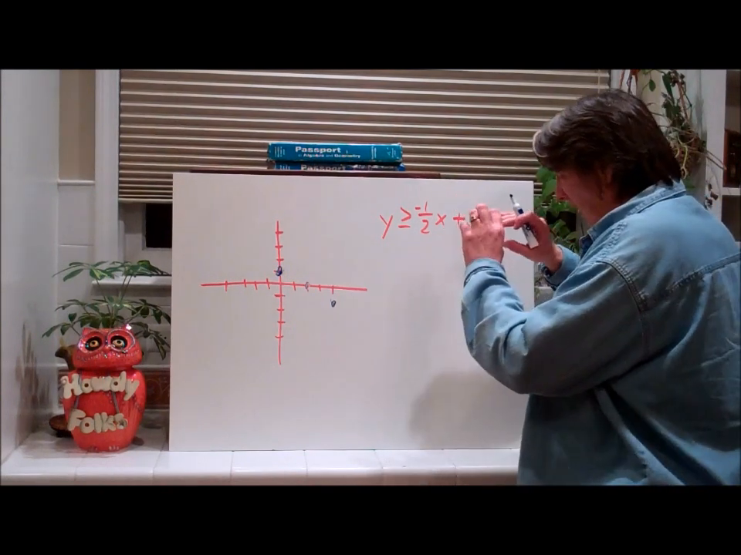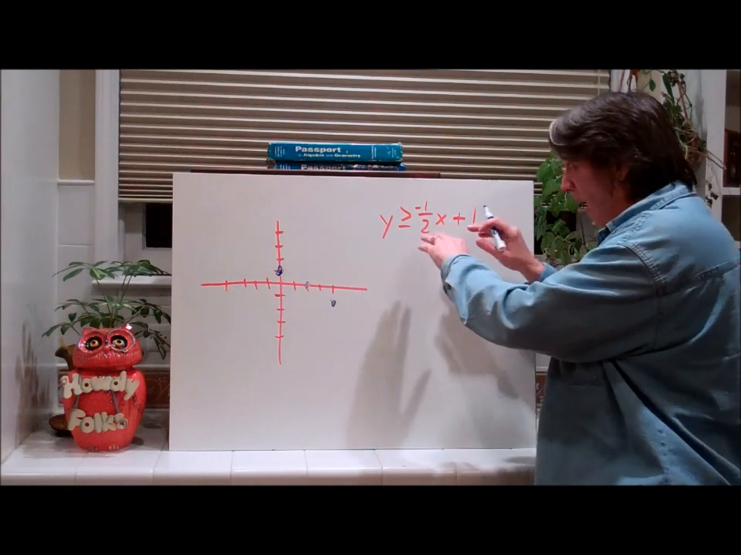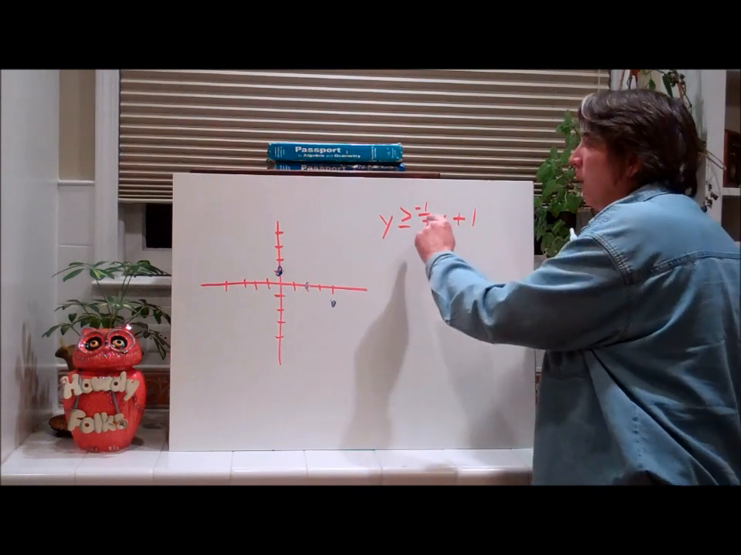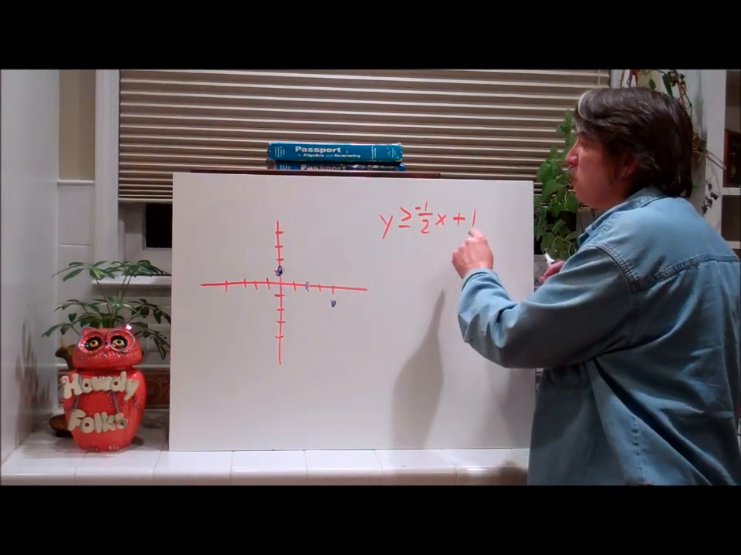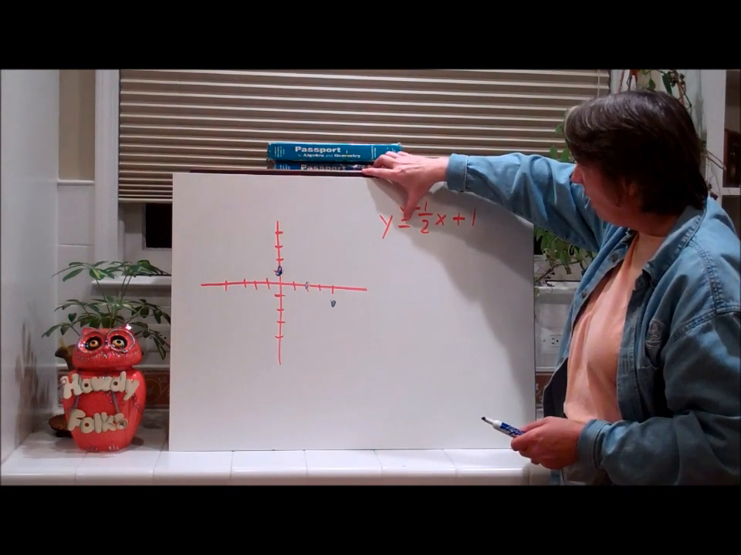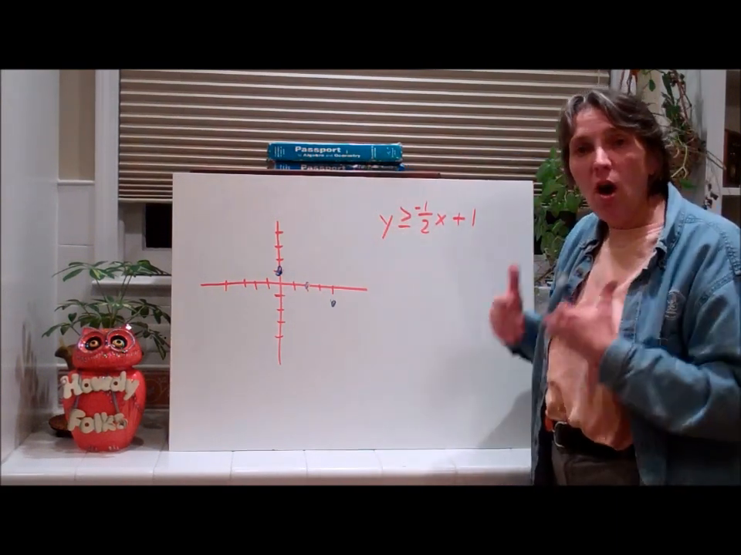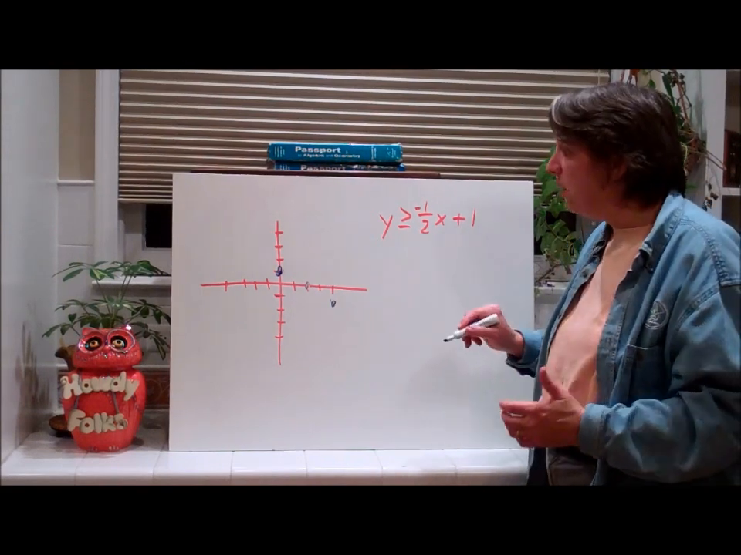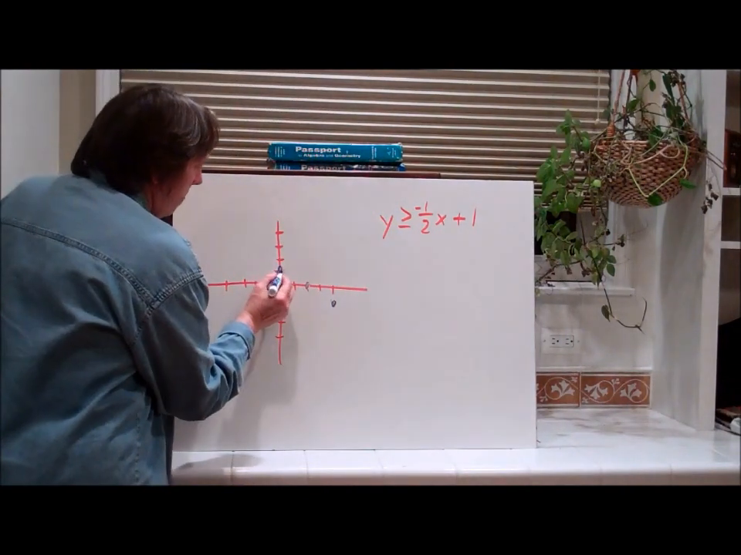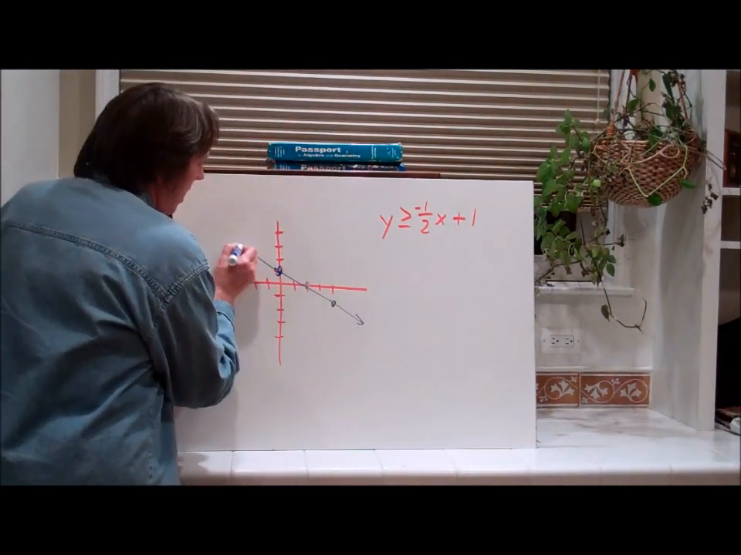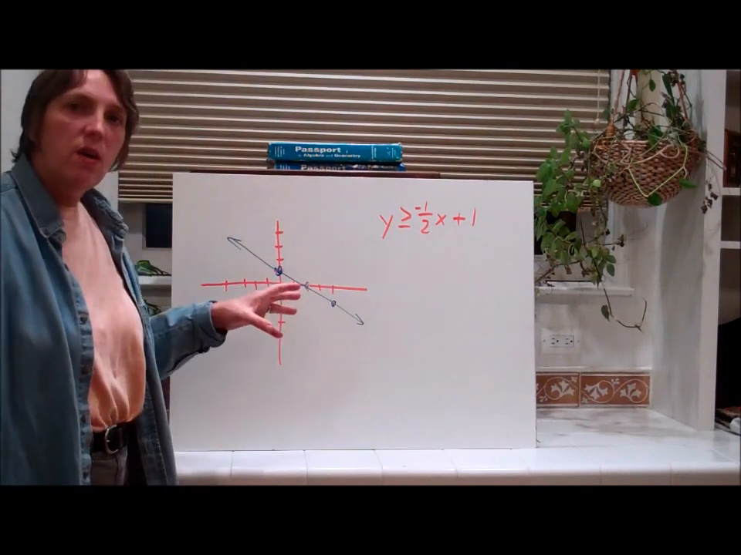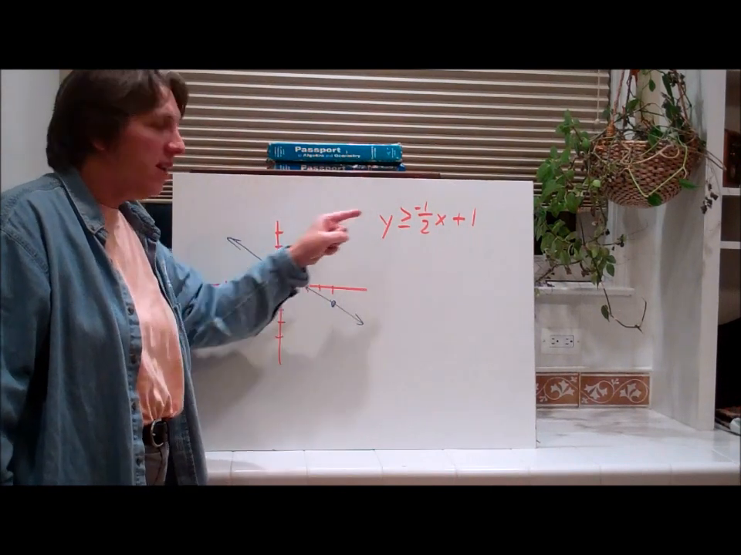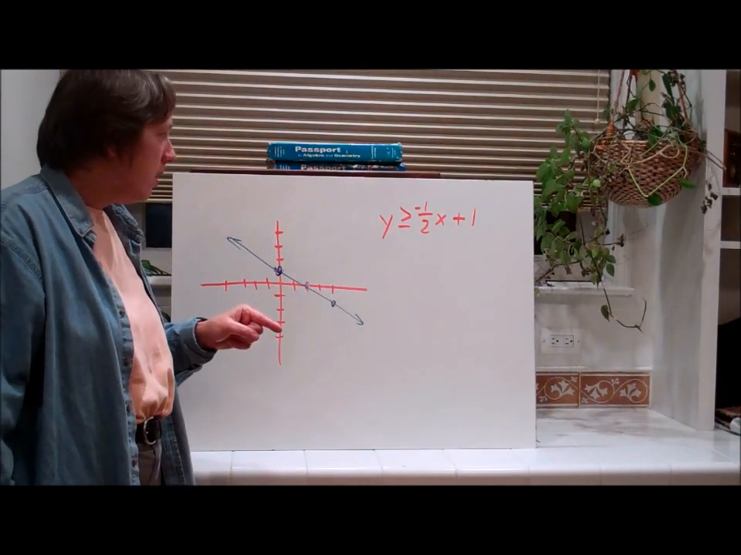That means anything on this line, if I graph this as a linear equation as opposed to a linear inequality, would be y equals negative 1/2 x plus 1. Anything on the line makes it true. So I have to draw not a dashed line, but a solid line. That is going to show me that anything on this line will be a solution to that inequality.